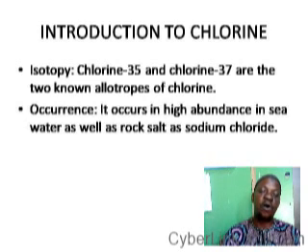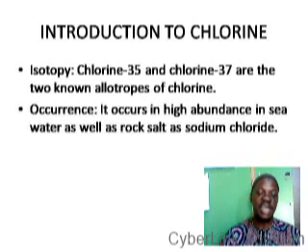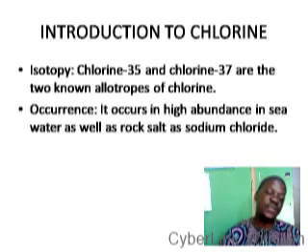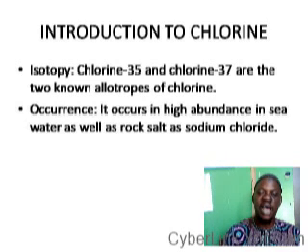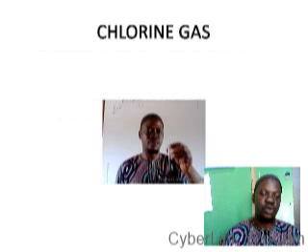This is true for almost all the halogens, because halogens are very reactive. They are never found free in nature. So we cannot talk of chlorine existing free in nature. When we are talking about the existence of chlorine, we will talk about it in the combined state, and we usually find it in seawater as well as in rocks as sodium chloride.